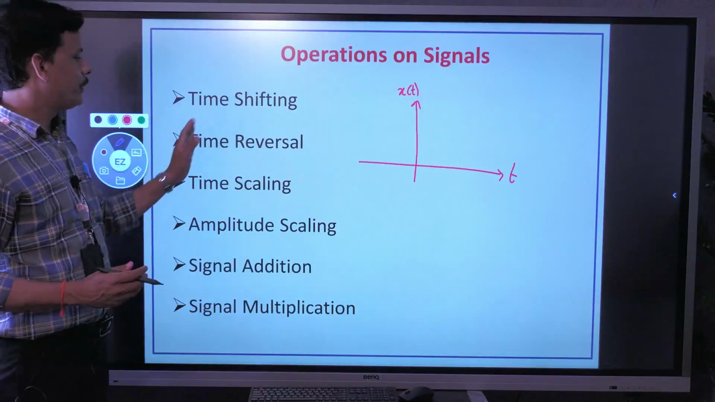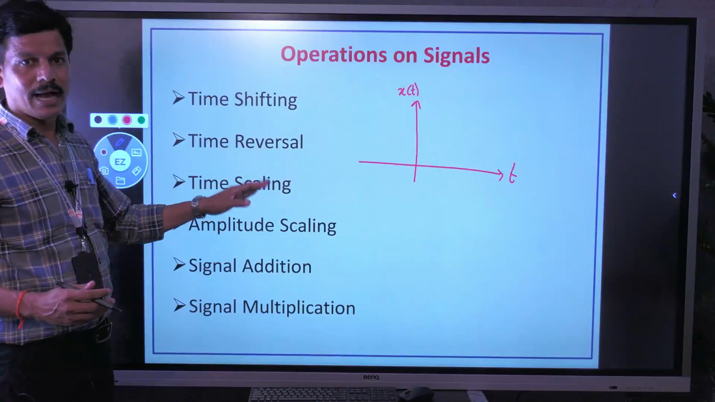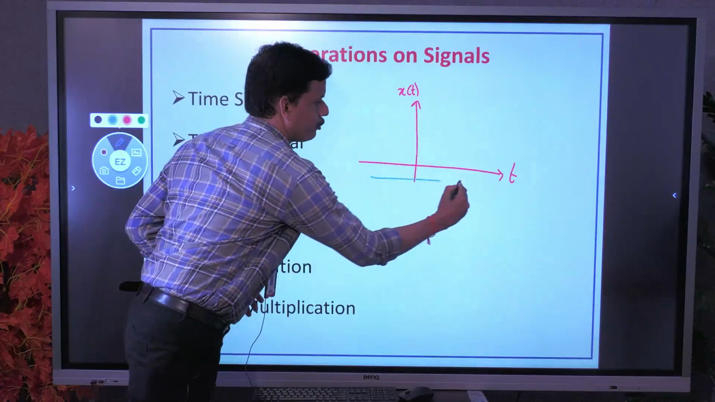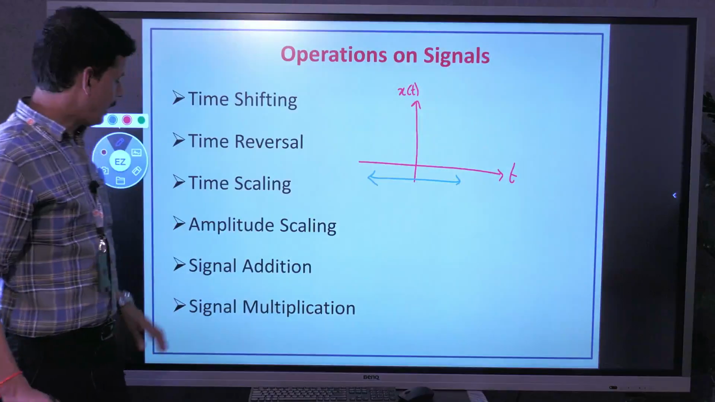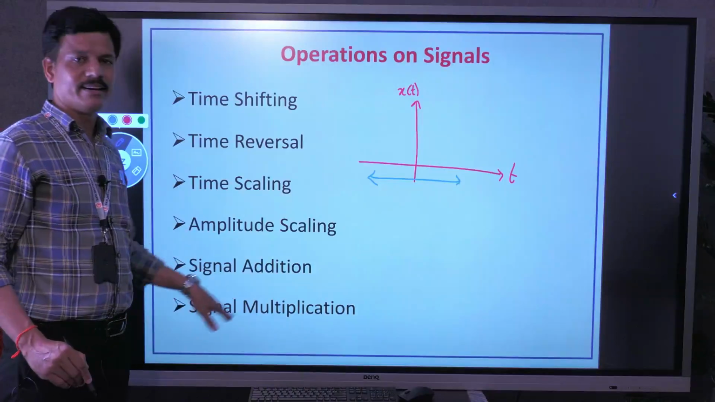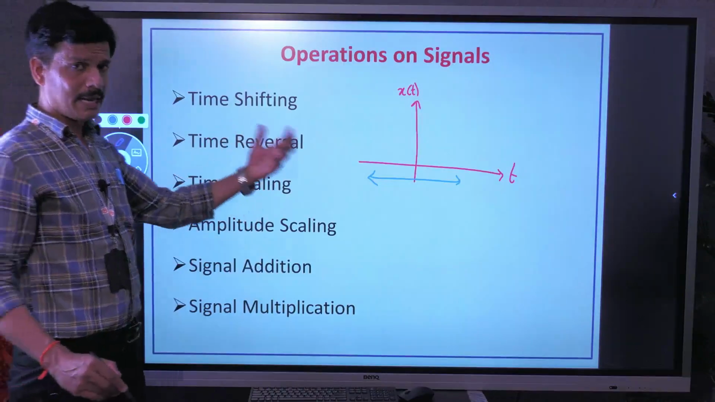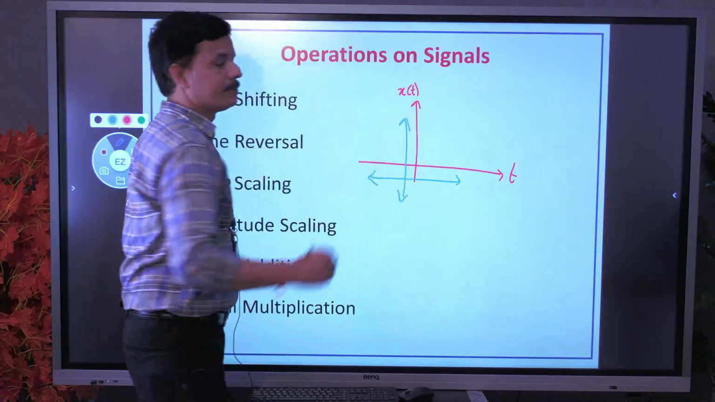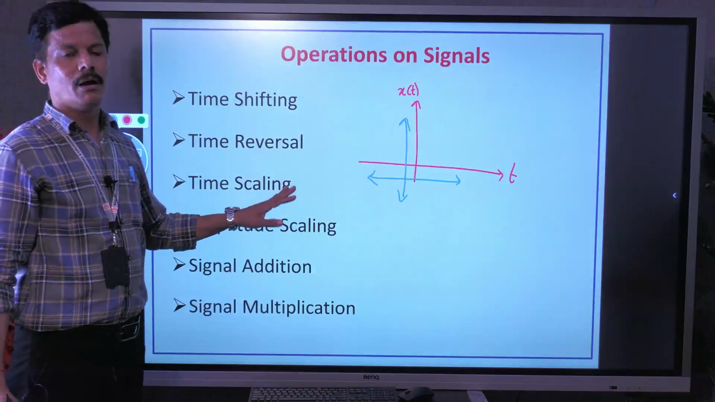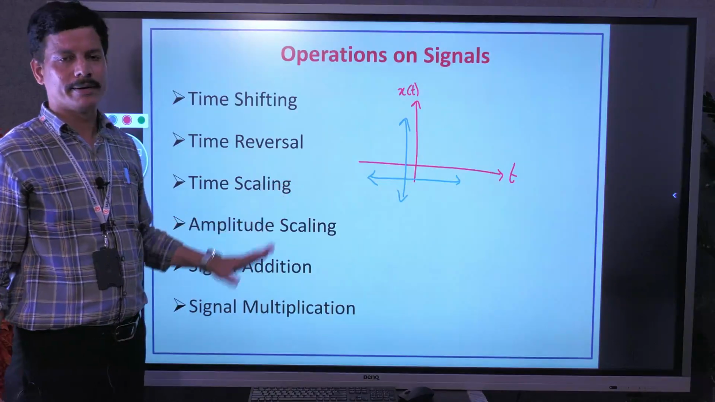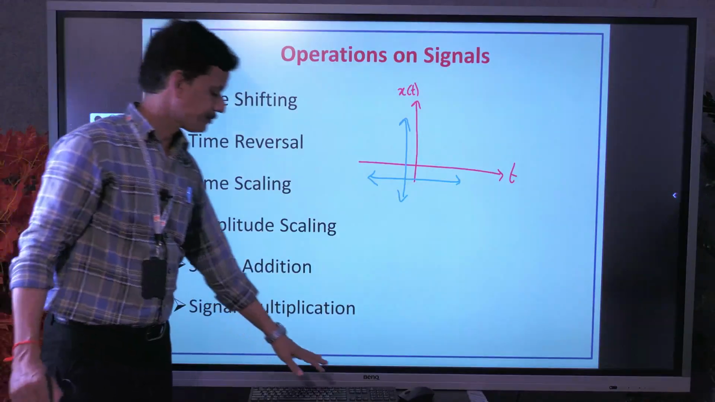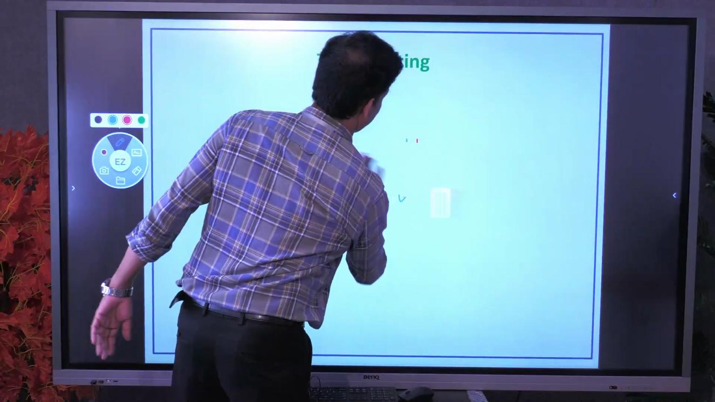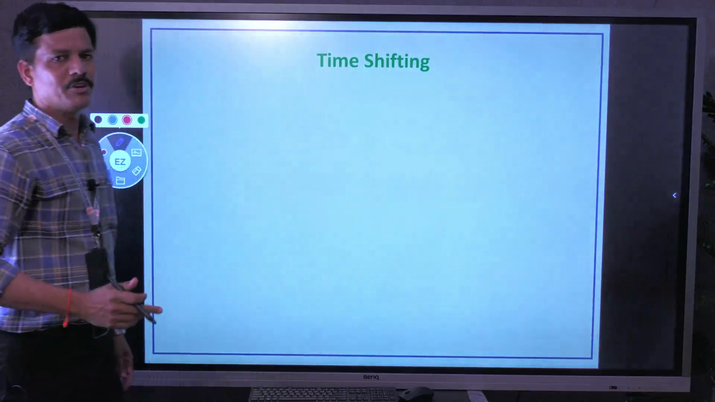Time shifting, time reversal and time scaling are the three operations with respect to the time axis, and amplitude scaling, signal addition and signal multiplication are the operations that can be done with respect to the amplitude axis. We are going to see all these operations elaborately. First one, time shifting operation.